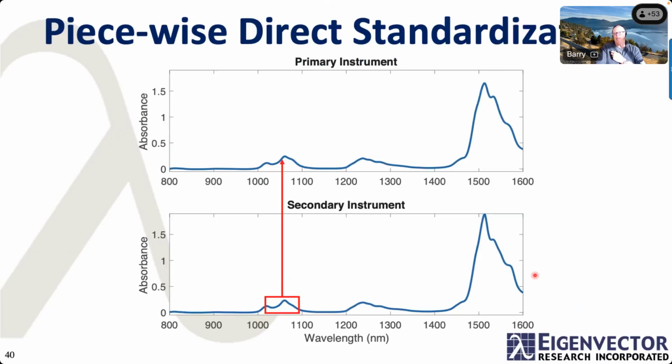Piecewise direct standardization, the basic idea is that you're going to try to use a window of channels in your secondary instrument to predict what the response would be in a single channel in your standard instrument, and then move this window down a channel. And so you get a model that relates windows in your instrument that you want to standardize to what the response would have been at a particular channel in your standard instrument.